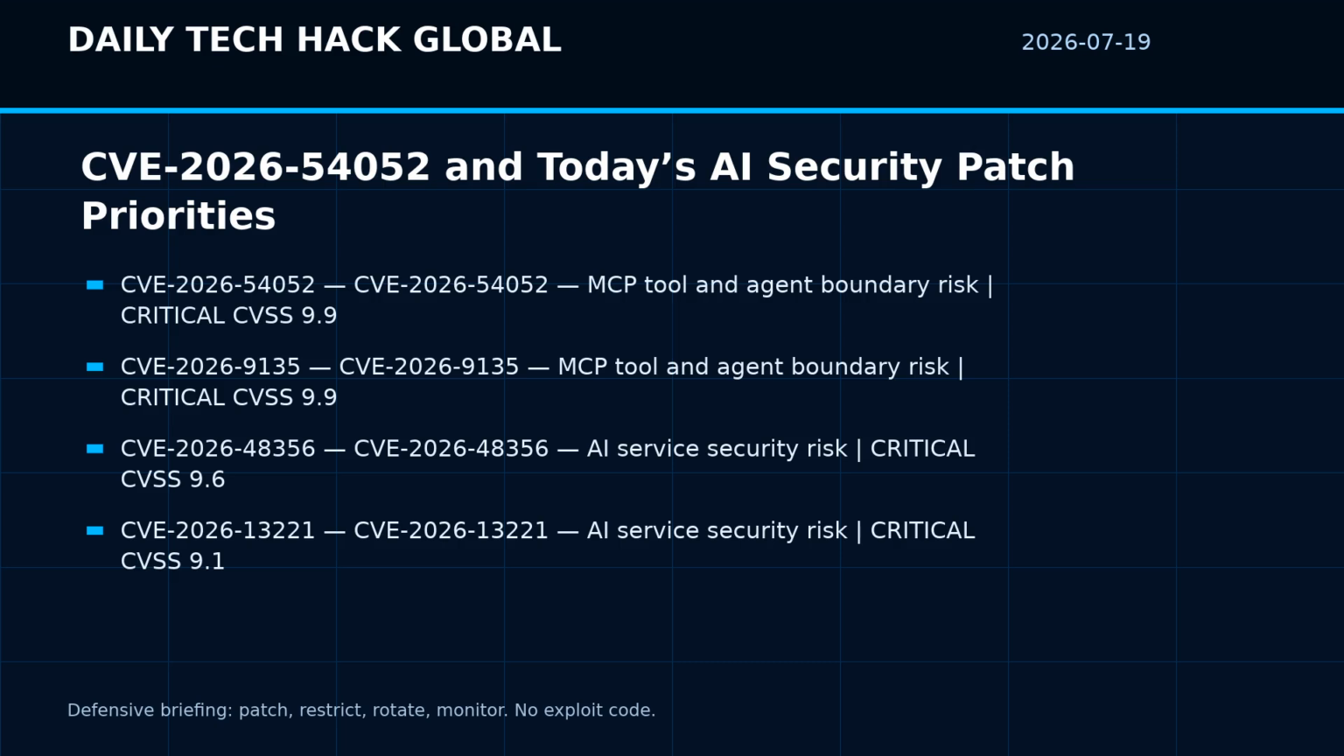If your team runs cloud workloads, AI services, developer pipelines, or internet-facing infrastructure, today's security question is simple. Which patch changes your blast radius first? This is Daily Tech Hack Global for July 19, 2026. The facts in this briefing come from NVD, CISA when reachable, and linked vendor advisories. I will keep the discussion defensive, no exploit commands, no payloads, and no step-by-step attack chains.